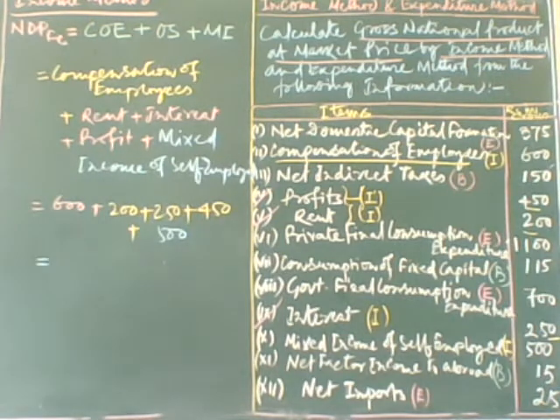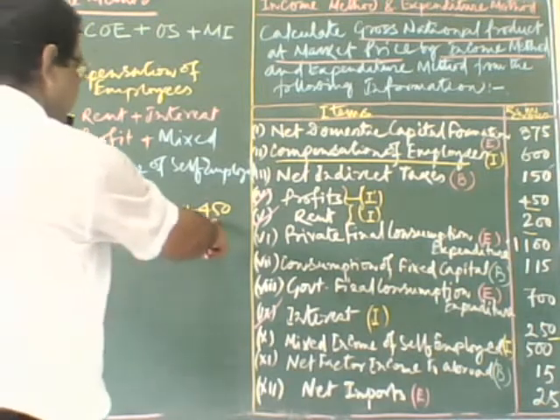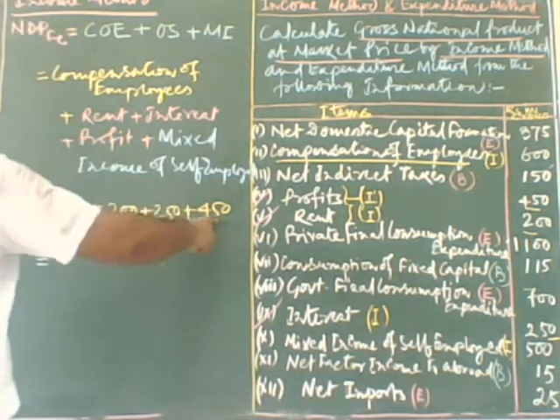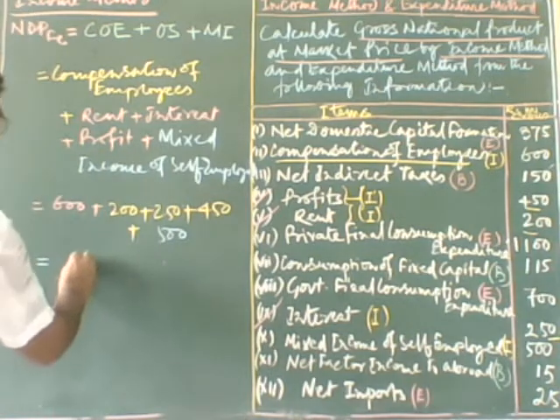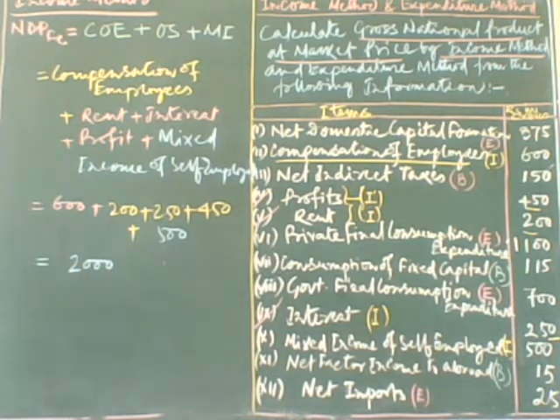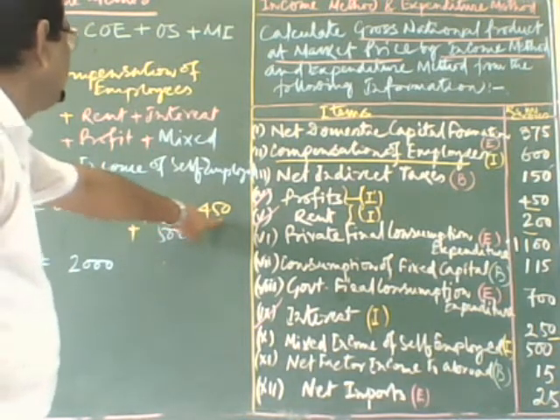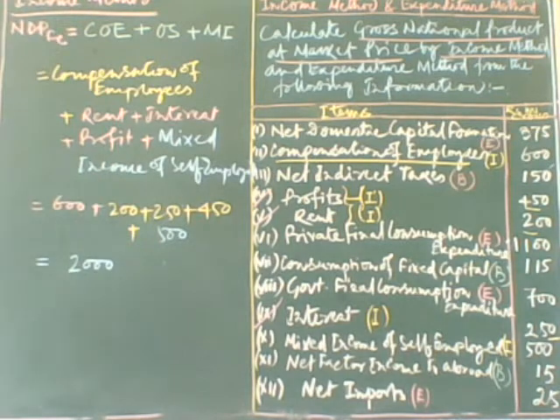Is equal to what? 600 plus 200, 800. 800 plus 250, 1050... 800, 1000, 500, 1500 plus 500, 2000. Therefore, NDP factor cost is equal to 2000.